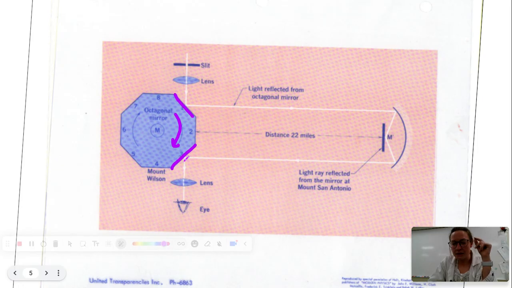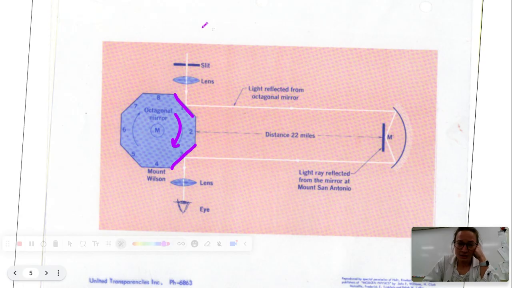Well, now Michelson had two things. He had a distance. The light would travel 22 miles this way and 22 miles back. He had a distance of 44 miles. And he had a time. Because he knew how fast this little mirror situation was spinning, he knew how much time it took for the mirror to get from here to here. So he had a distance and he had a time. And with that distance and that time, he was able to calculate a value for the speed of light.